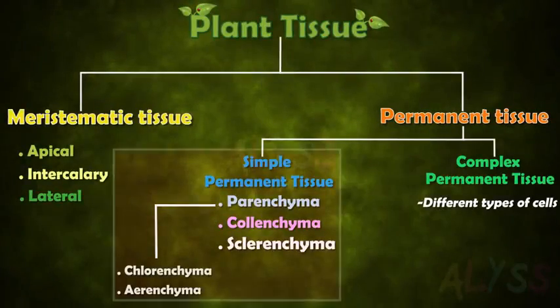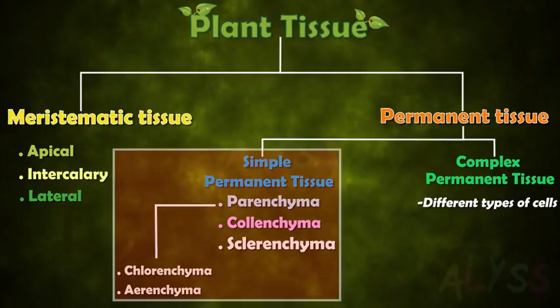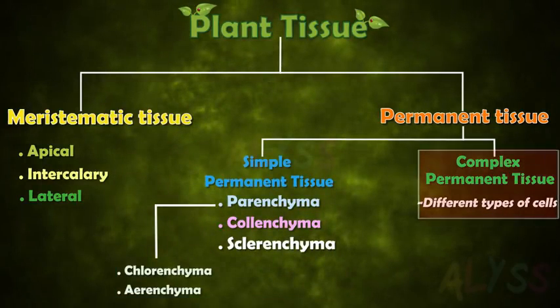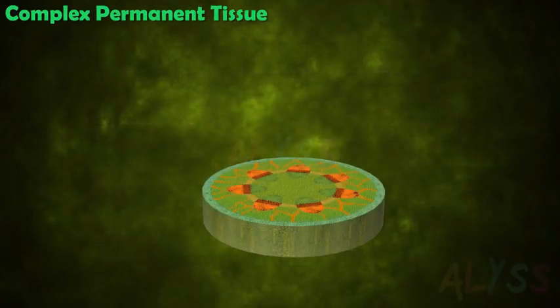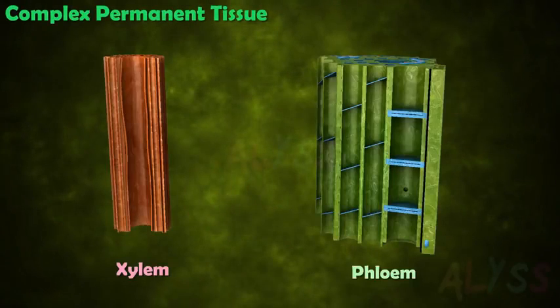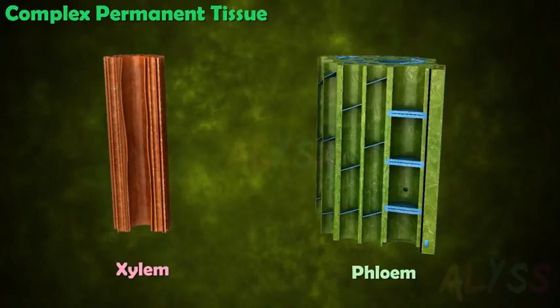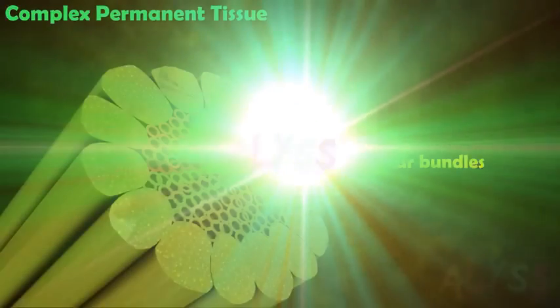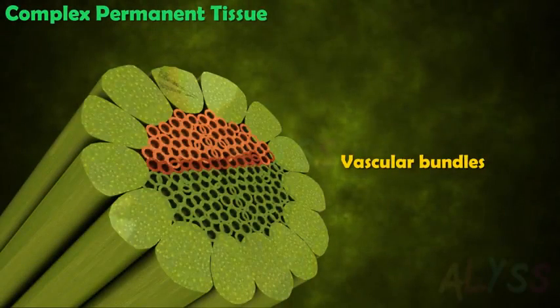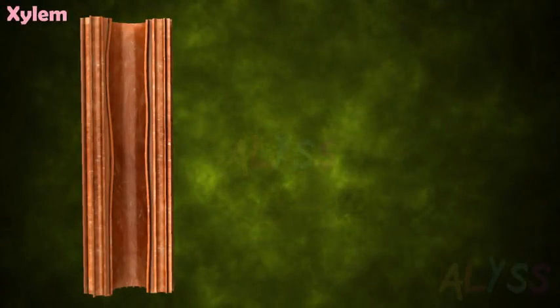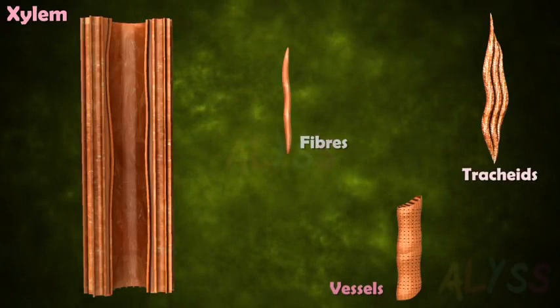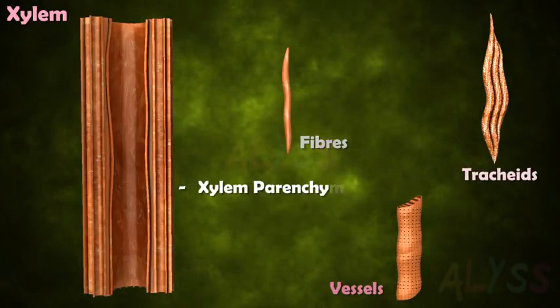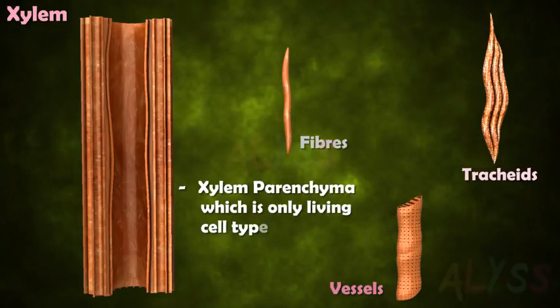Till now, we discussed simple permanent tissue. Let's know more about complex permanent tissue, which is made up of more than one type of cells. Xylem and phloem are complex tissues. Together, they are called vascular bundles. Xylem is made up of mostly dead cells, which are tracheids, vessels, fibers, and xylem parenchyma, which is the only living cell type.